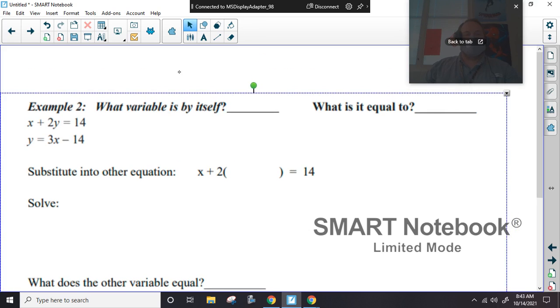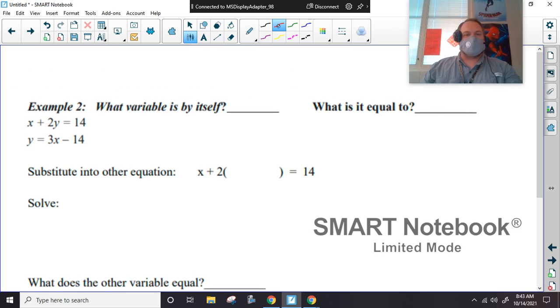All right. Let's look at example 2. What variable is by itself? Everybody, just shout it out. Yeah. Okay, so I heard X and Y. I don't know if they were being truthful or funny. Okay, all right. It's Y. So Y would go here.